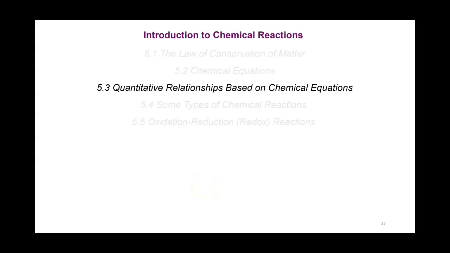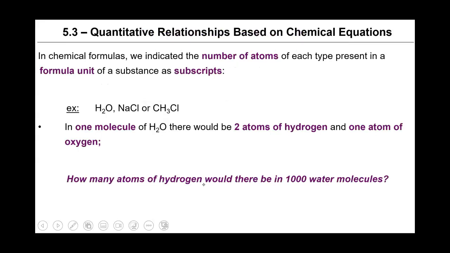In section 5.3, we look at quantitative relationships based on chemical equations. Before we get going looking at chemical equations though, we're going to take a step backwards and look at some chemical formulas, and in particular we're going to look at the role that subscripts play in identifying the number of atoms of each type present in a formula unit of a substance.